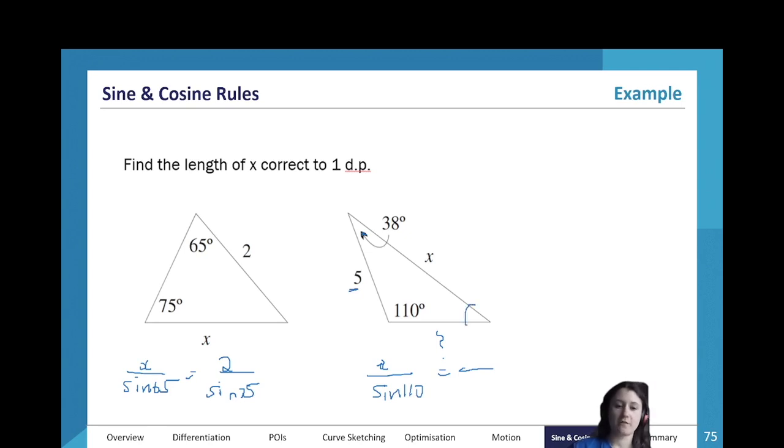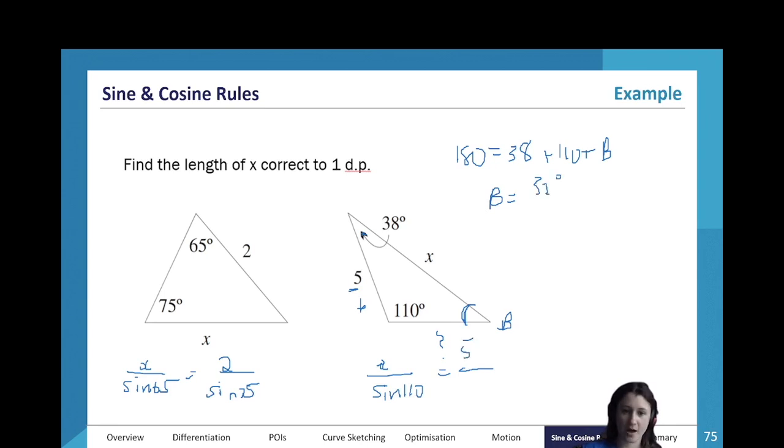Let's think about it. We have this length here, which is opposite this angle. So we can actually find out what this angle is because we know the other two. So we know that all of the angles in a triangle add up to 180, so we're going to have 38 plus 110 plus, and then let's call this B, plus angle B. So we can figure out what angle B is using that method, which is 32 degrees. So we're going to have 5 over sine 32.